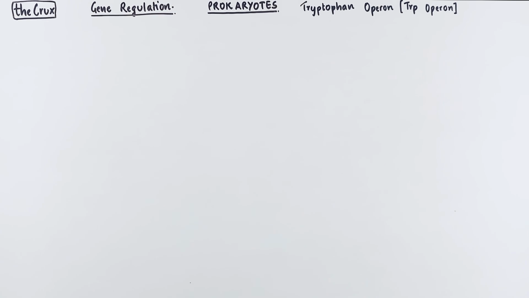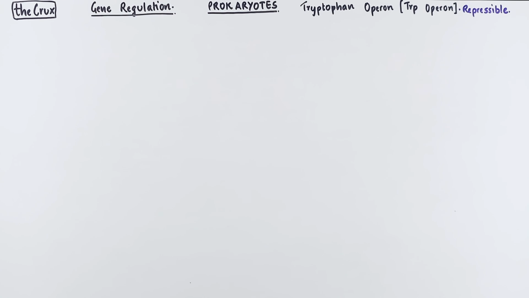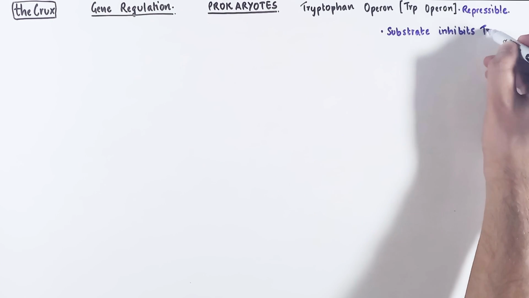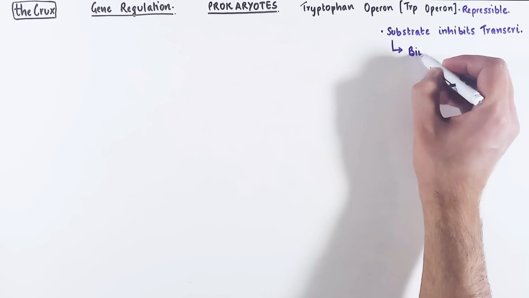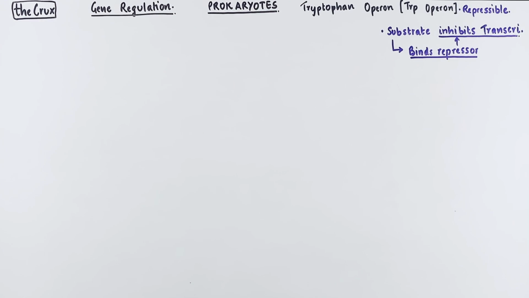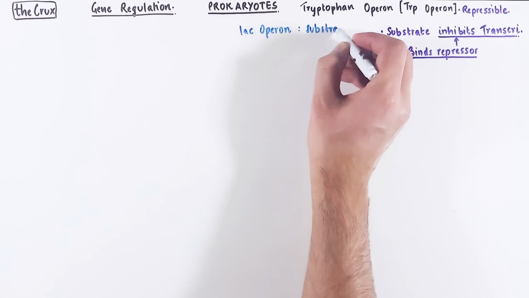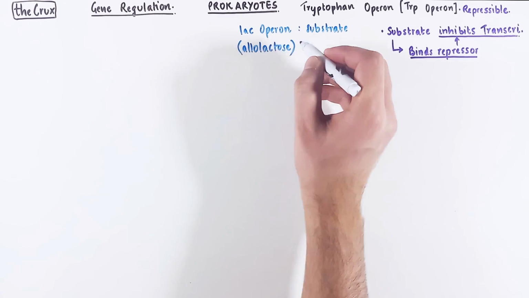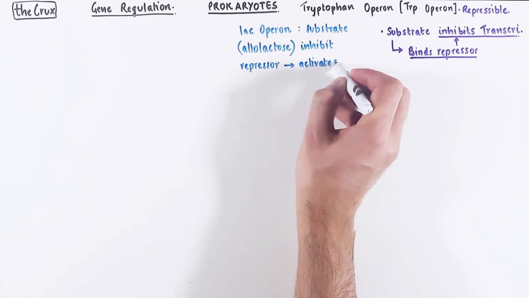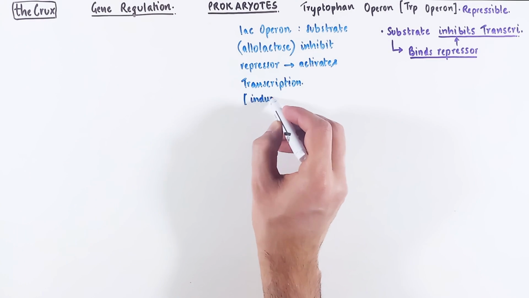The trp operon or tryptophan operon is quite unique in the sense that it is a repressible type of operon. This means that the substrate, tryptophan, in this specific operon inhibits transcription. More specifically, the substrate binds the repressor, and this repressor then inhibits transcription. This is in strong contrast to the lac operon, where the substrate allolactose binds the repressor and inhibits the repressor, but instead the whole process activates transcription. And the lac operon, as we have discussed in the previous video, is a type of inducible operon.